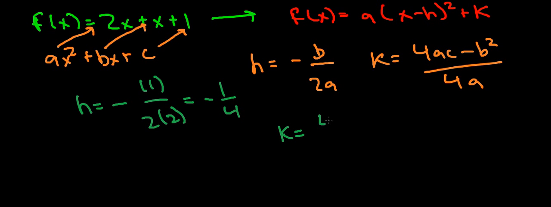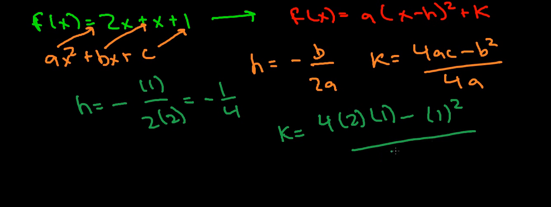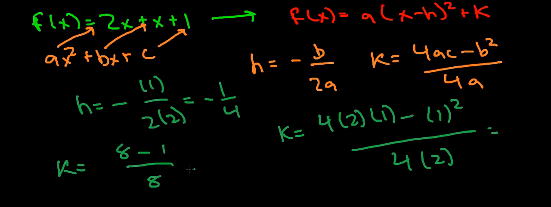k is equal to 4 times a, which is 2, times our c, which is 1, minus b squared, minus 1 squared, which is our b, over 4 times a, which is 2. So this is going to give us, let me write it over here, k is equal to 4 times 2 times 1, which is 8, minus 1 squared, which is 1, over 4 times 2, which is 8. So this is going to give us 7 over 8.